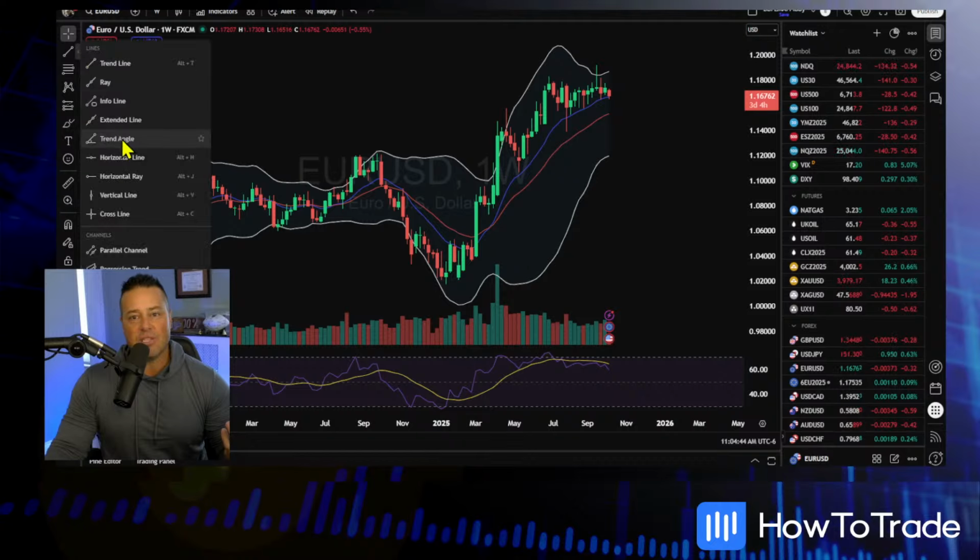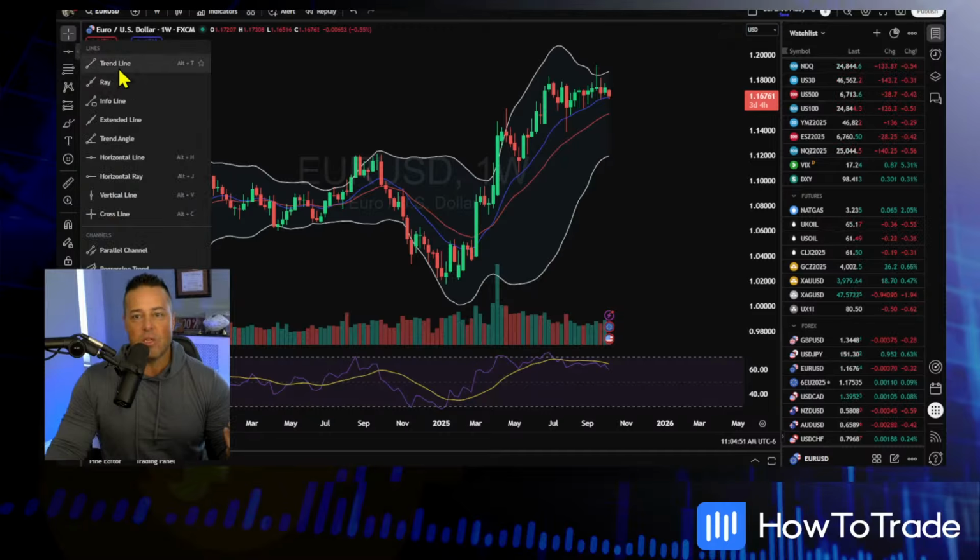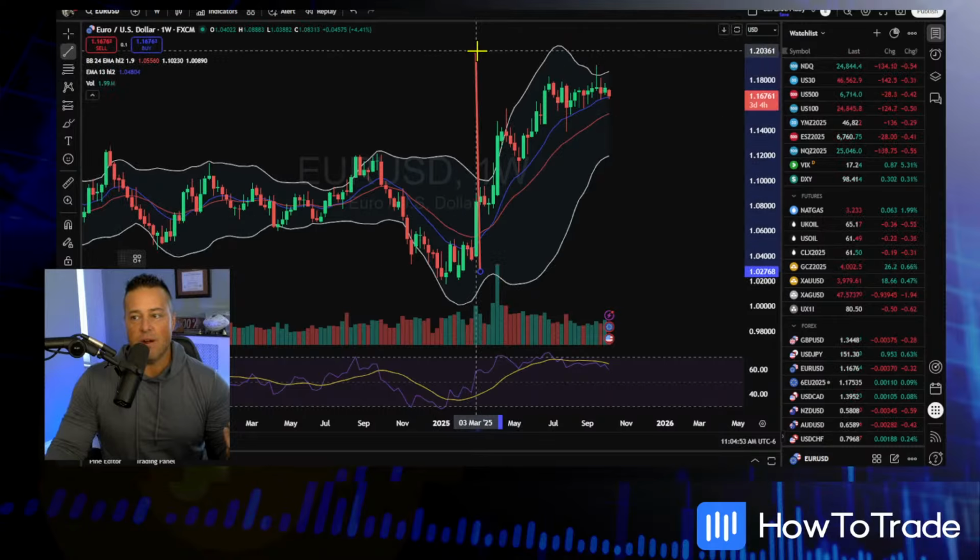So the first thing that I would say is, okay, do we have an ascending triangle? I'd say, yeah. Well, that's a horizontal line, but realistically, this is going to be your bullish move right there. Okay, that's your bullish move.